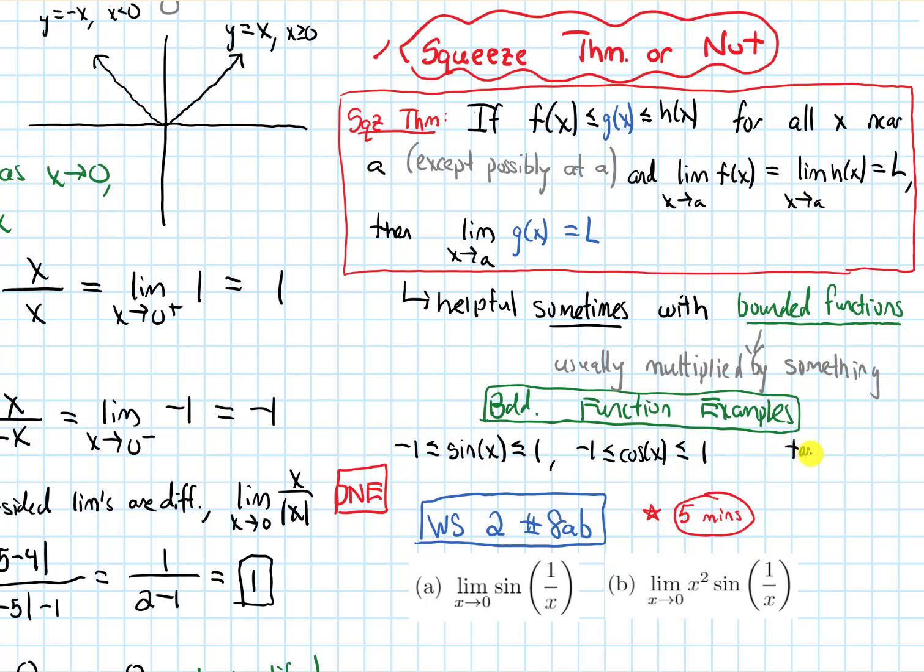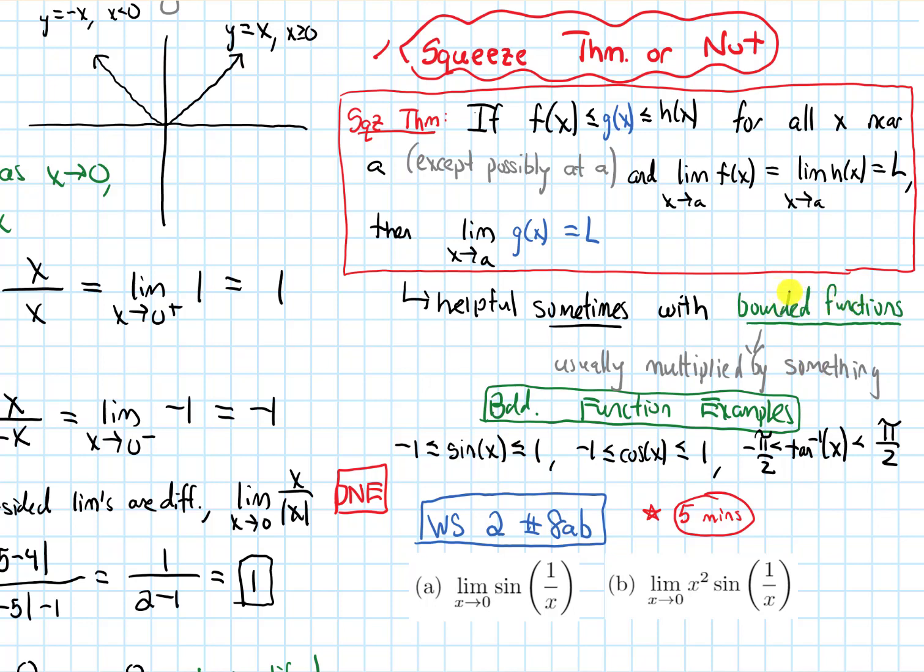And tangent inverse of x. This is in between, with no equal signs, pi over 2 and negative pi over 2. And we had seen where that comes from in the lecture videos by drawing the graph. So these aren't the only bounded functions, but they're maybe the most classical examples. Anything with a finite range is bounded.